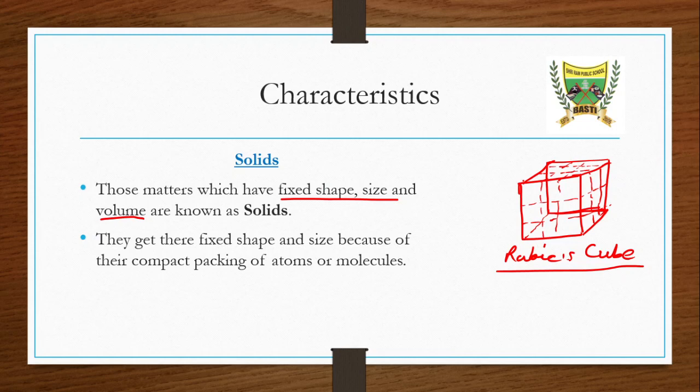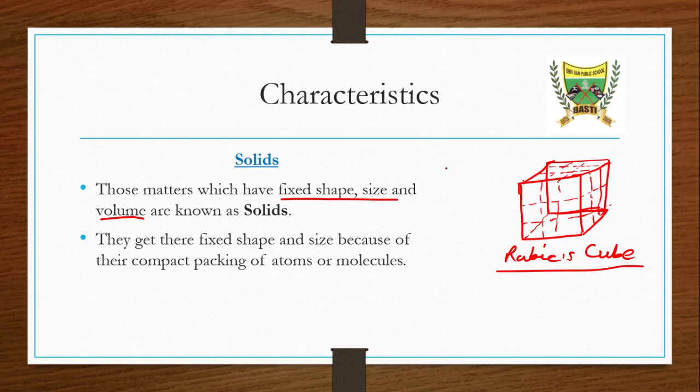So can we compress this Rubik's cube using our hands? We cannot. Can we change the shape and size? No, we cannot change the shape and size, because it is already in cubical shape, and it will remain in cubical shape unless a very large amount of force is applied on it. Whatever volume it has, it will continue to have the same volume. Its volume is also not going to change.